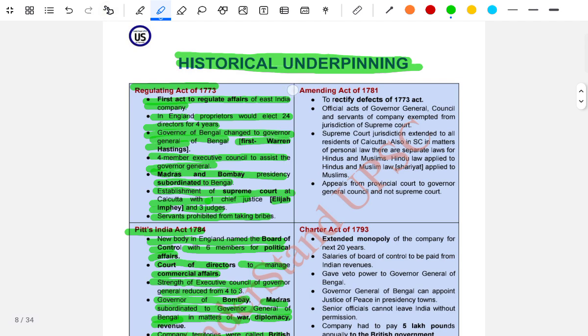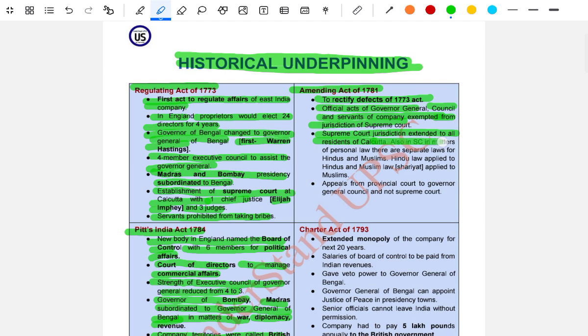Amending Act of 1781. It rectified the defects of the 1773 Act. The official acts of the Governor General's Council and the servants of the company were exempted from the jurisdiction of the Supreme Court. The Supreme Court's jurisdiction was extended to all residents of Calcutta.